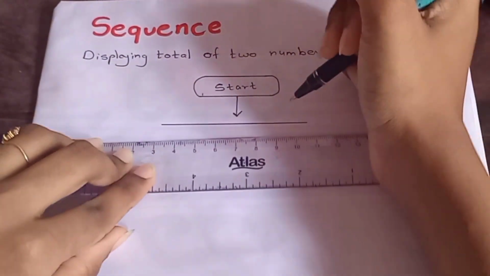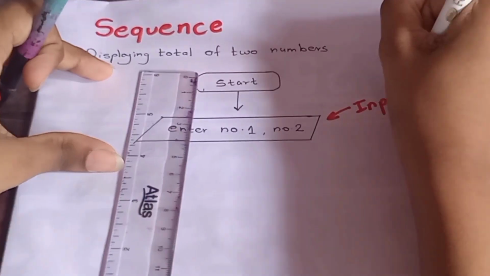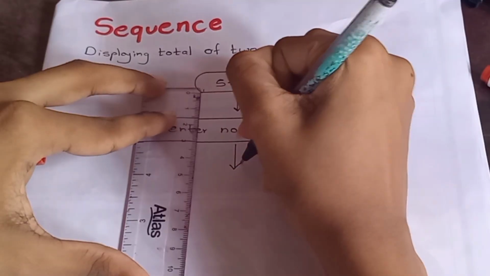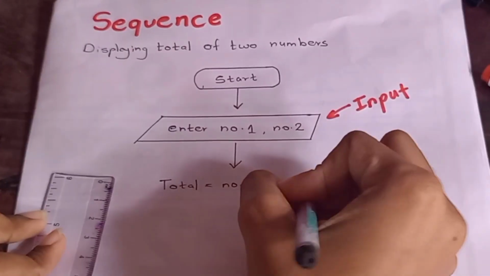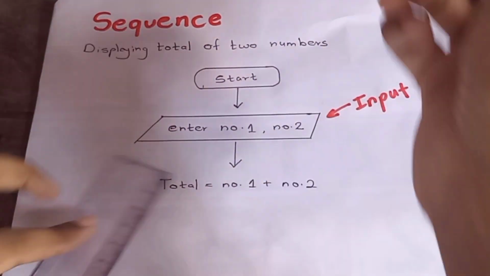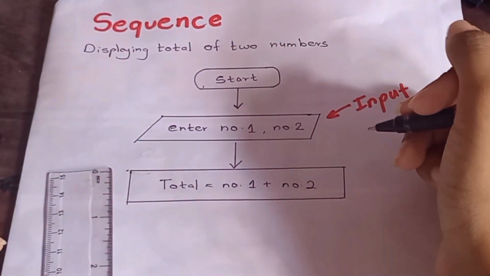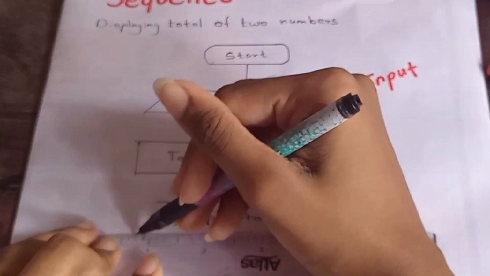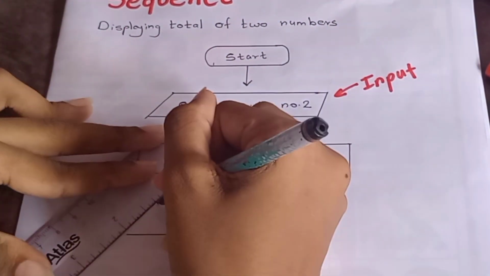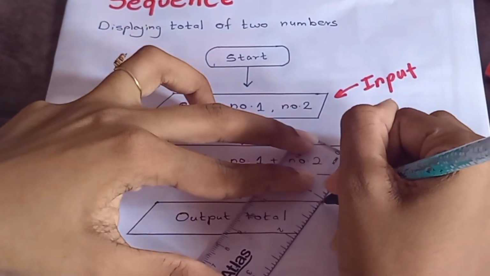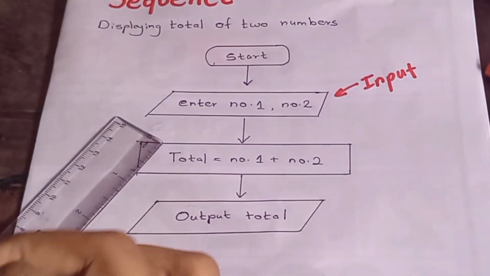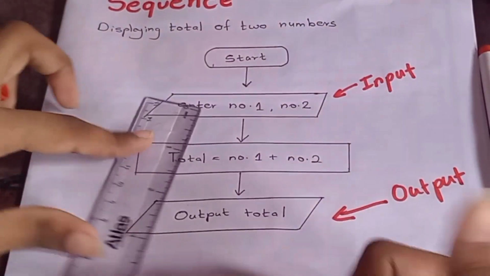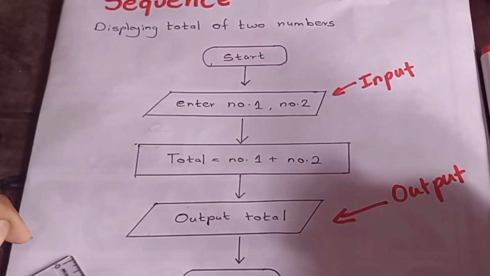Inputs are drawn in parallelograms. I'm going to write down "input" there for reference, but you don't have to do that. Now that we have received the two numbers, we need to process the total, so it's going to be a rectangle. Now it almost looks like it's over, but it's not. We need to display the total. For both inputs and outputs we use parallelograms. Now that you're done with your program, you need to end it.